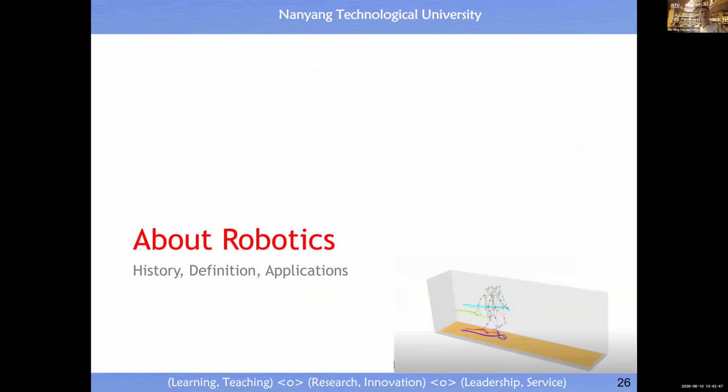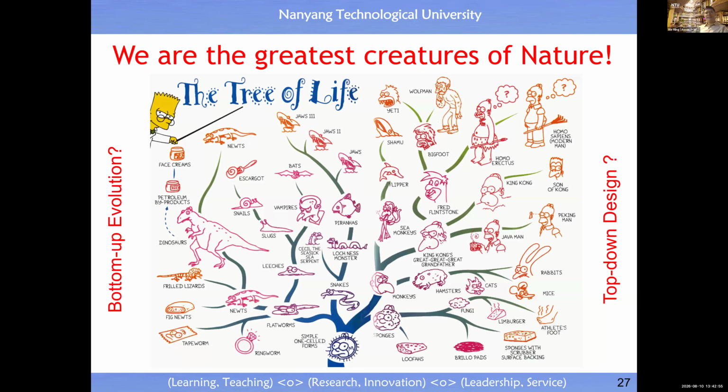Then for a robotics course, this is very, very important because the robot is a typical machine. And then there is a debate about how to achieve the greatest creature in nature. There are two suggestions. One is bottom-up evolution. Another is top-down design.